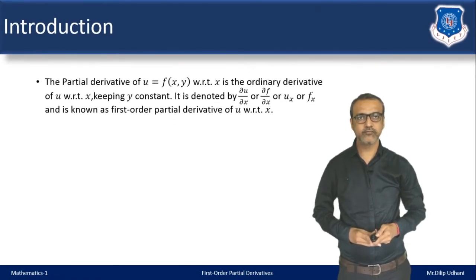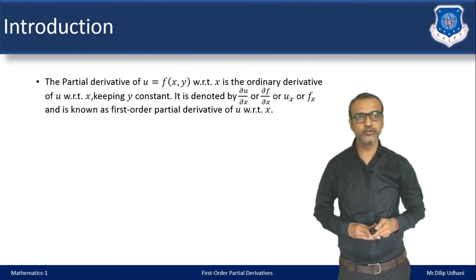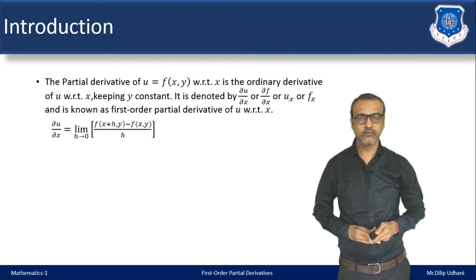The partial derivative of u equals function of x, y with respect to x is the ordinary derivative of u with respect to x, keeping y constant, and it is denoted by del u by del x or del f by del x or u x or f x, and is known as first order partial derivative of u with respect to x. This is del u by del x, that is equals to limit h tends to 0 function of x plus h comma y minus function of x comma y divided by h.